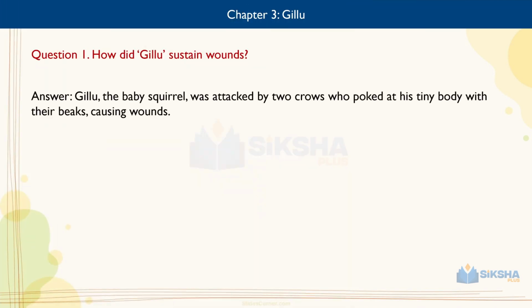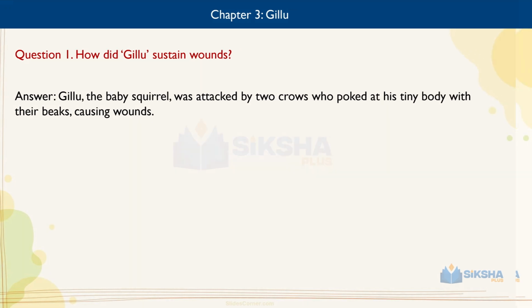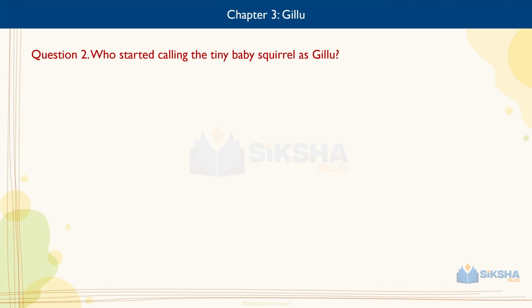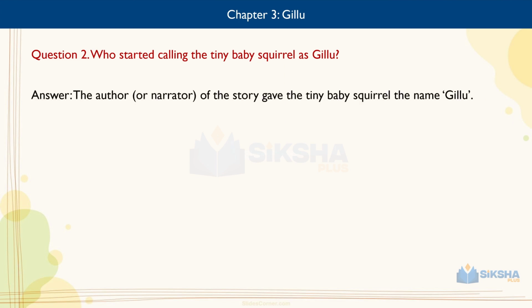Answer: Gillu, the baby squirrel, was attacked by two crows who poked at his tiny body with their beaks, causing wounds. Question number 2: Who started calling the tiny baby squirrel Gillu? Answer: The author or narrator of the story gave the tiny baby squirrel the name Gillu.